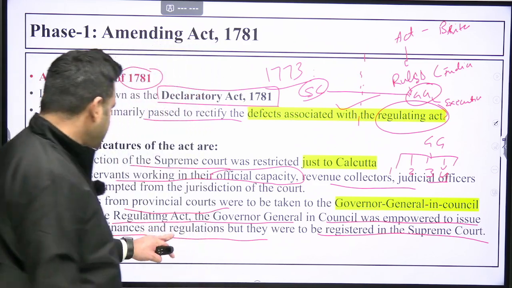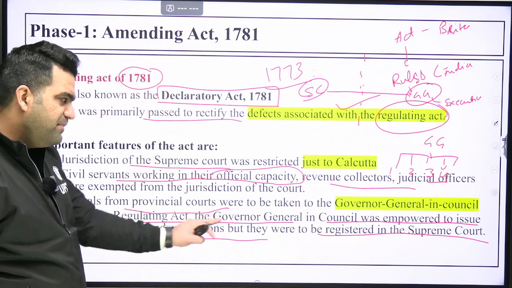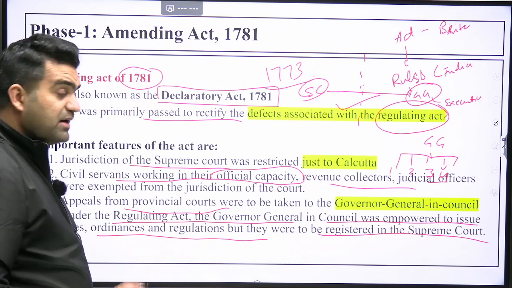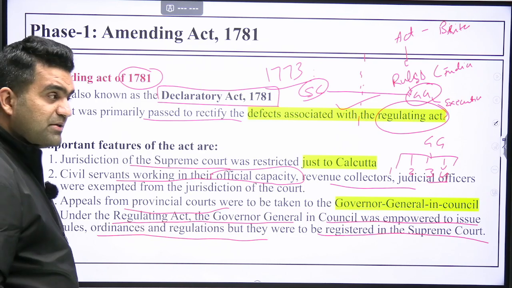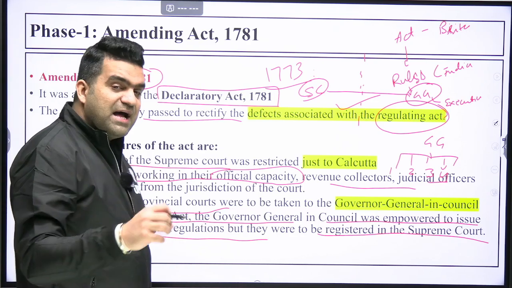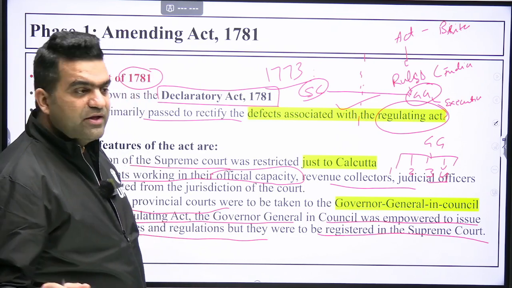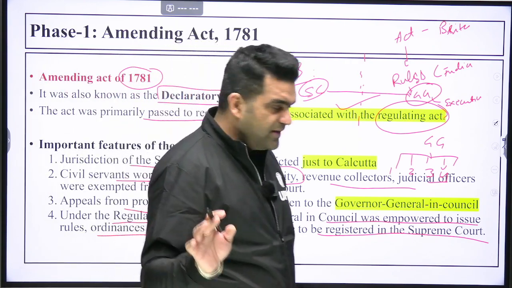Okay, you can see here ordinances and regulations can be made by the Governor General in Council, but those have to be registered with the Supreme Court for their legal validity. Got it?